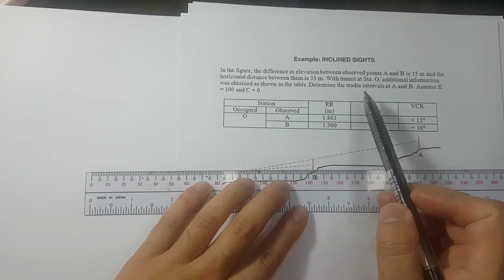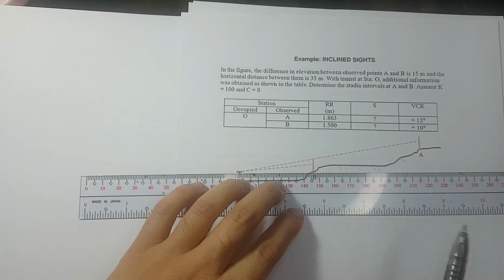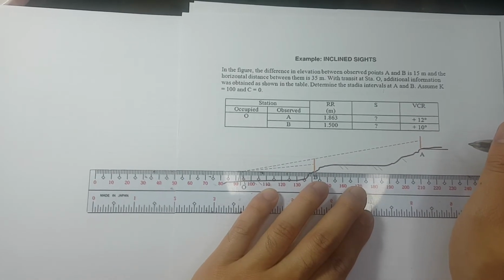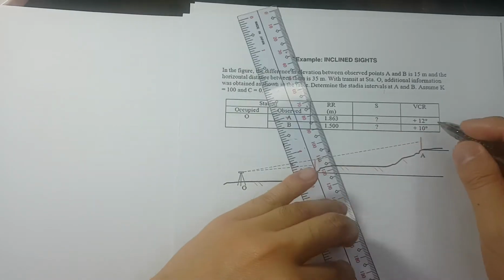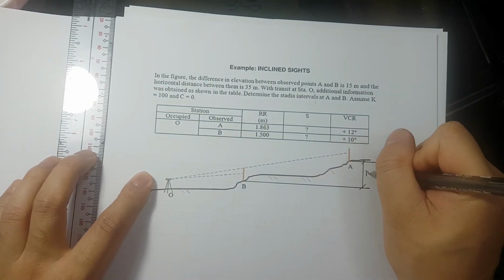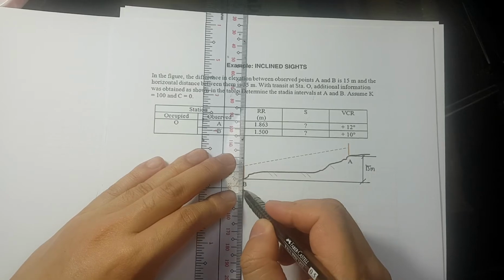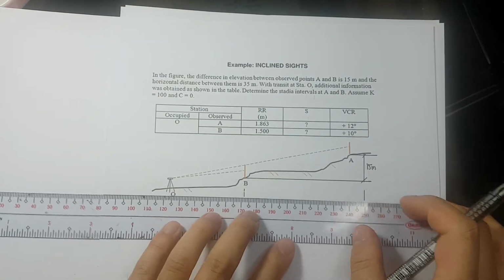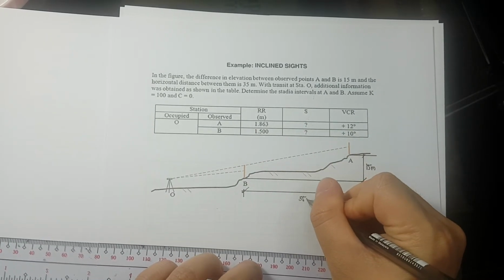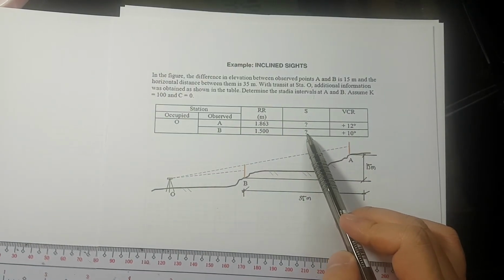Okay, so first we need to plot the given. So, the difference in elevation between point A and point B is 15 meters. So, this is your point A and this is your point B. So, the difference in elevation is 15 meters. And the horizontal distance between them is 35 meters. Okay. So we are to solve for the intervals SA and SB.